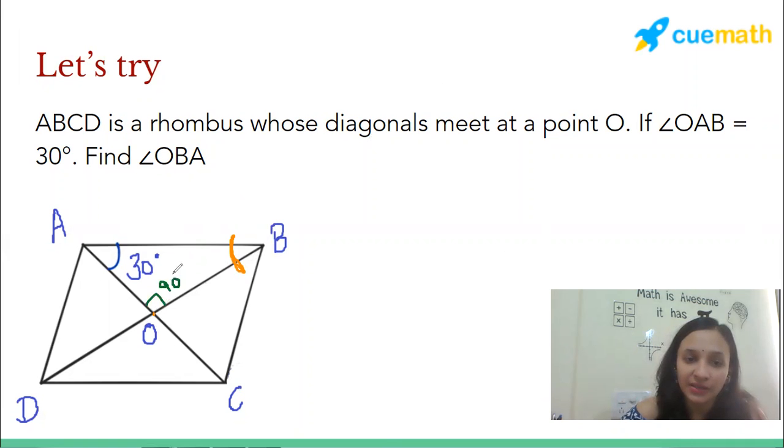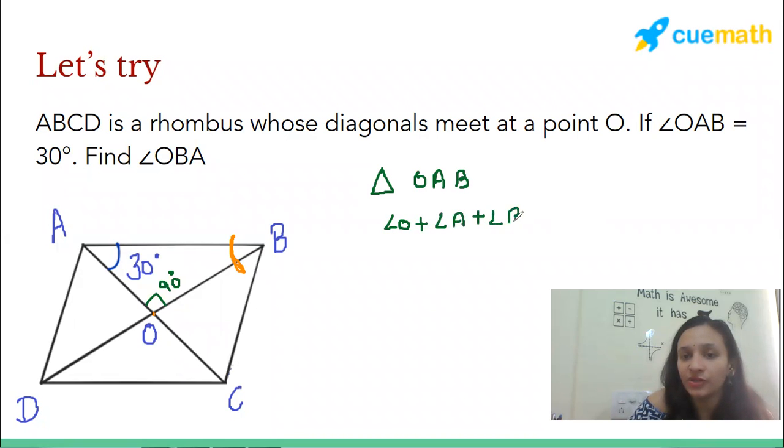So this is 90. Now we are talking about triangle OAB, where there are 3 angles, angle O plus angle A plus angle B. And if you were to add all 3 angles, they would add up to 180 degrees. That is the interior angle sum property of a triangle. Angle O is 90 degrees, what we understood from the property. Angle A is already given, which is 30. Angle B is to be found.